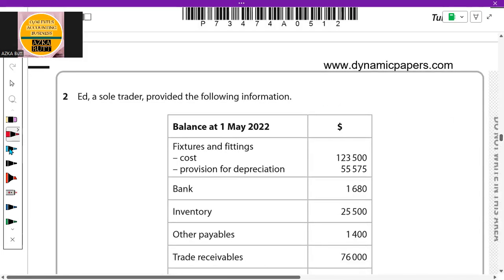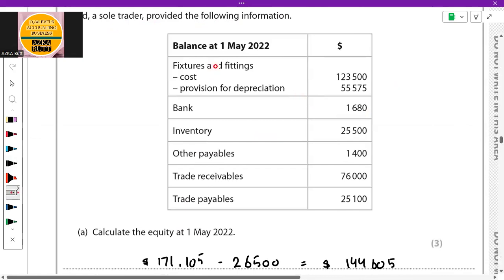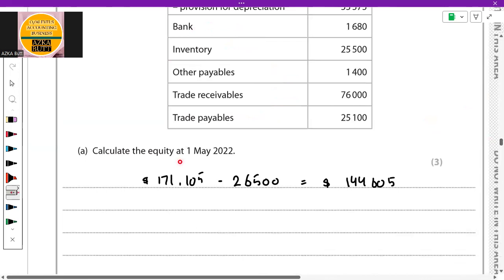Okay. So now let's see the second question. ED is a sole trader provided the following information. Okay, so we have this information. We have this balance at 1st May 2022. We have the fixture and fittings, the cost and the provision. We have bank, inventory, other payables, trade receivables, and trade payables. Okay, so we have to find out the equity.